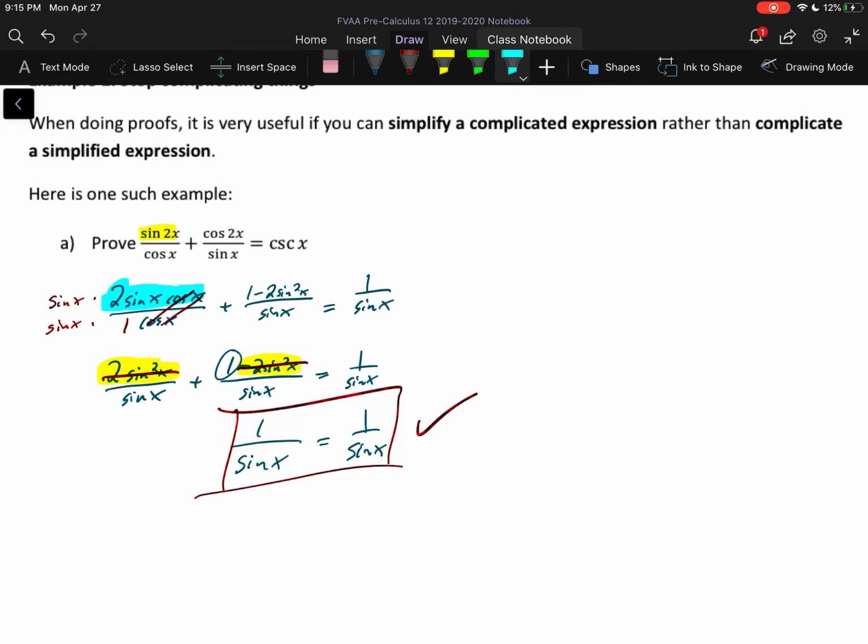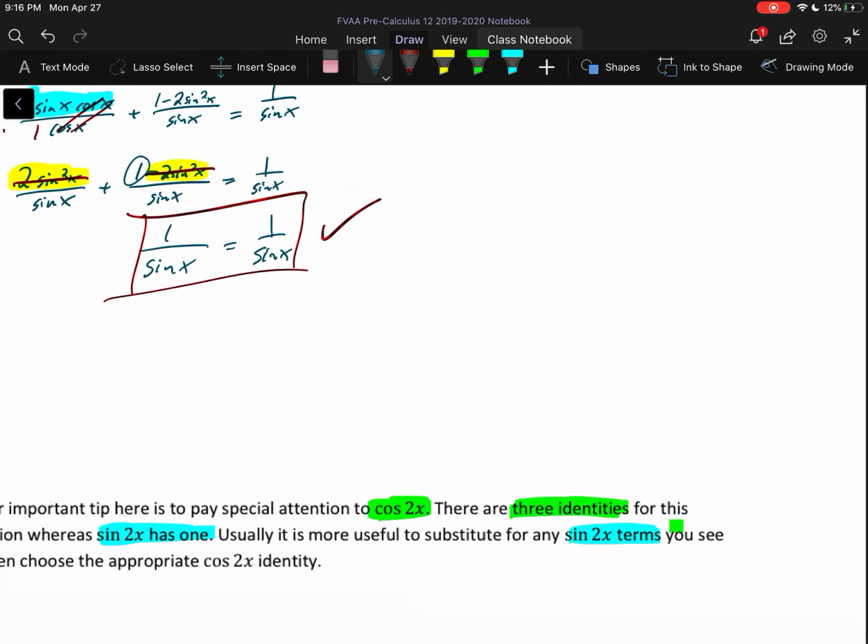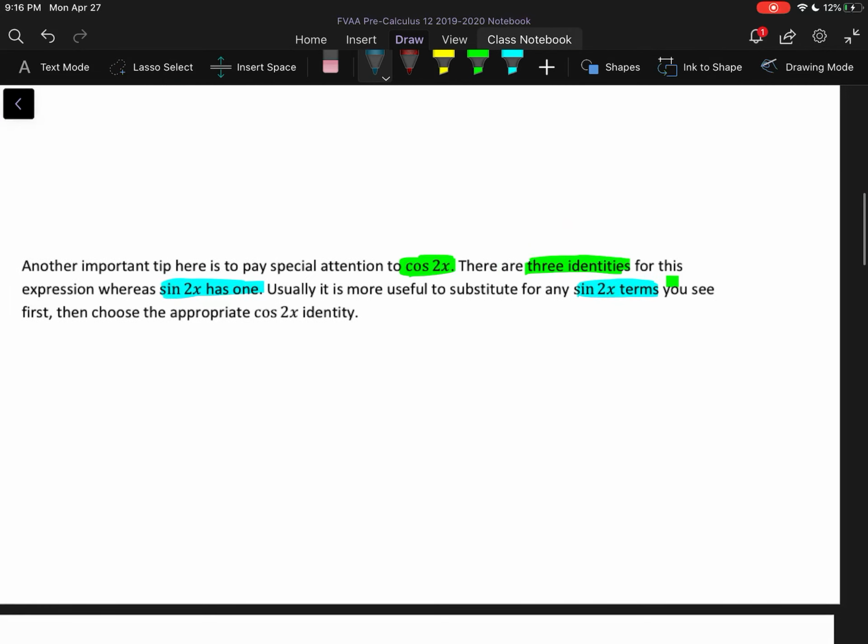And then based on some minor simplification that we did there, that helped us make our decision for the cos 2x later on, okay? And that's the kind of order you want to see.